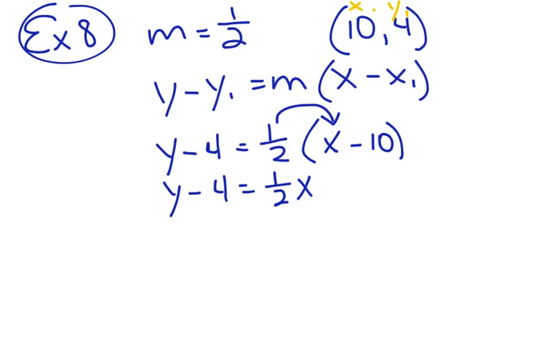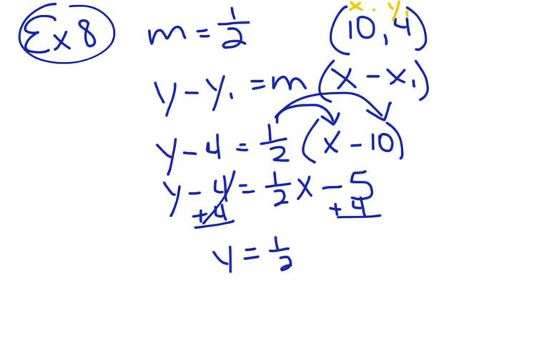1/2 times x is 1/2 x. Remember, anytime you multiply a number times a variable, you just put them side by side like that, which indicates multiplication. And then 1/2 times 10, well, what is half of 10? Exactly, it's 5. So we're going to add 4 and add 4. That makes 0, so I have y equals 1/2 x minus 1. Just keeps working out that my y-intercepts are minus 1. I don't know why I did that. Alright, let's go to the next page and do our last example.